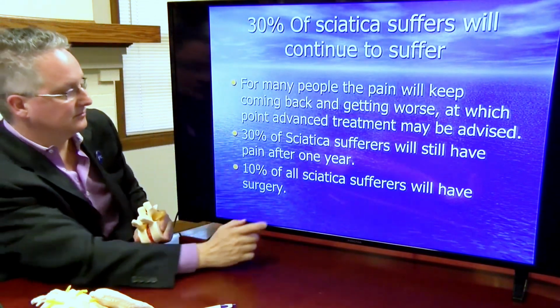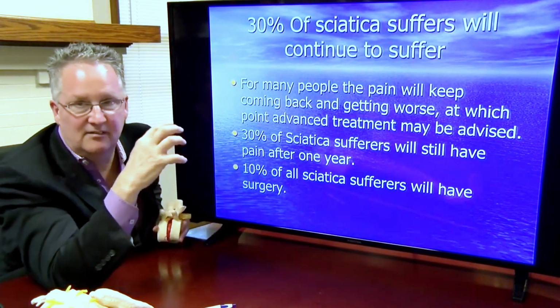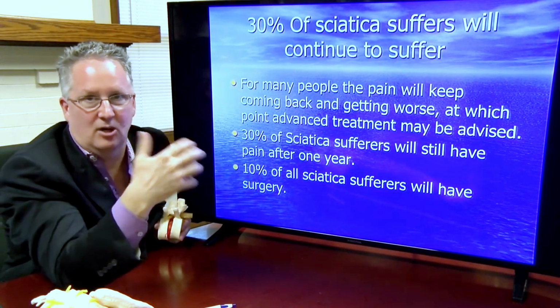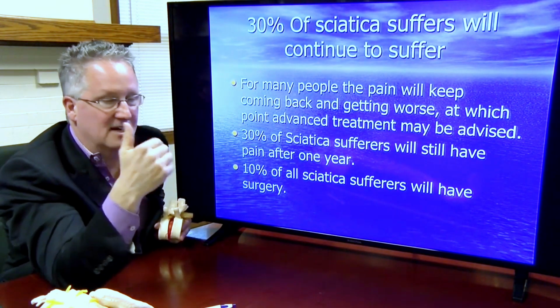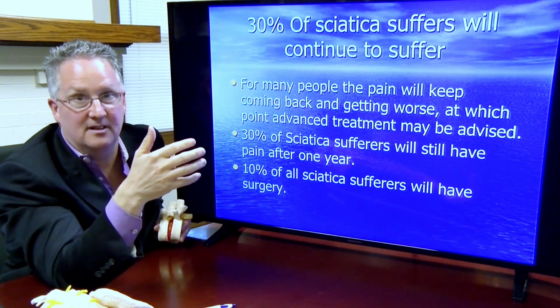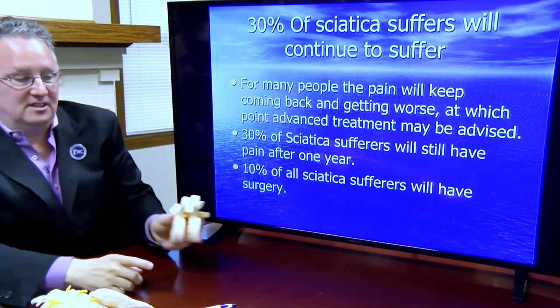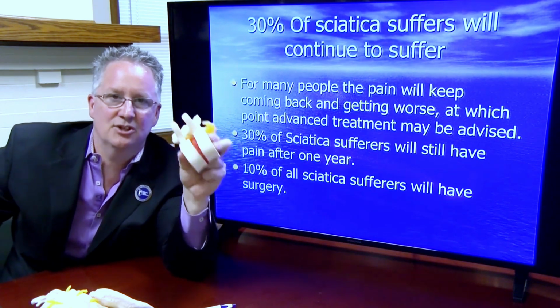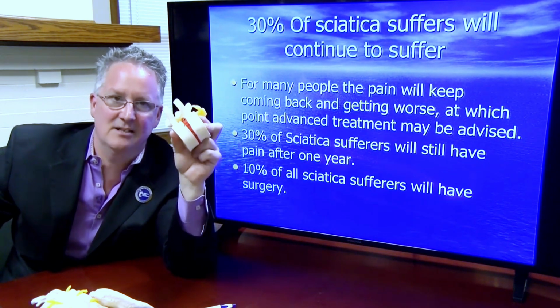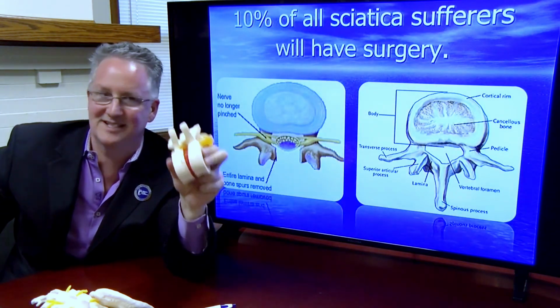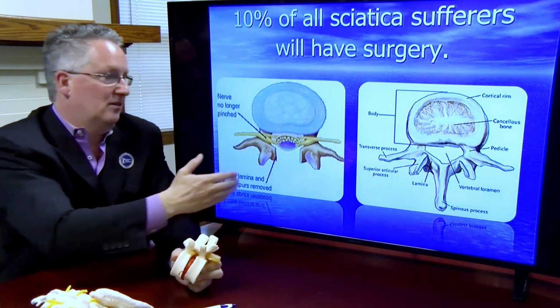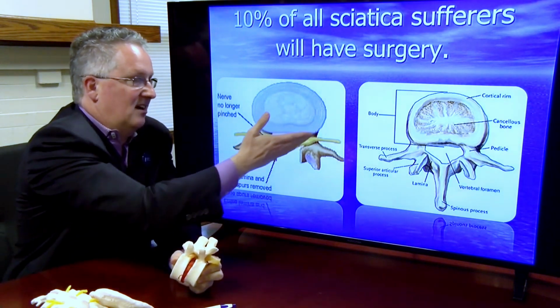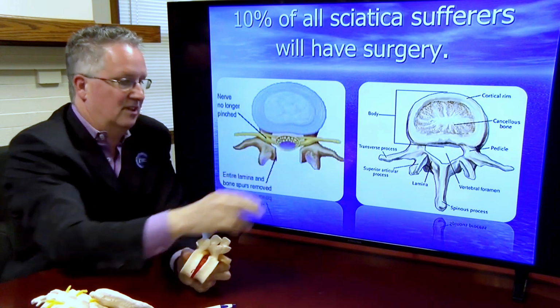Now, 30% of all sciatica will not go away. So if you have sciatica and you're not getting better, it's not uncommon. 10% of all people with sciatica end up getting surgery. Why? They get surgery because all the other treatments didn't work, because the problem was in the disc. Very often the goal of the surgery is to cut the disc out. They call that a discectomy, to take the pressure off the nerve.